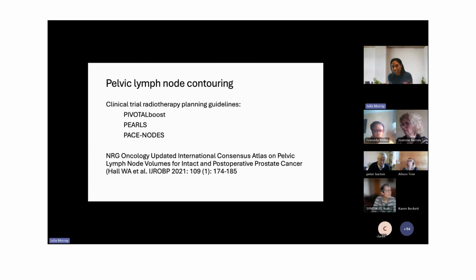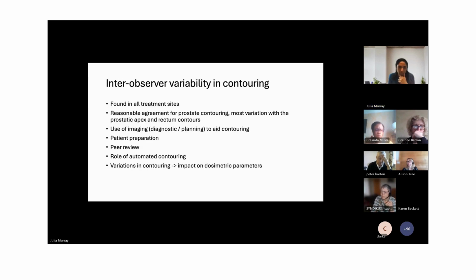It would take the whole session over if I then try to start talking about pelvic lymph node contouring. But I think with prostate radiotherapy, we've got some great radiotherapy trials within the UK looking at the radiotherapy planning guidelines. We've got a number of trials looking at that, including Pivotal Boost, PEARLS and PACE nodes. And also we've got the NRG Oncology Consensus Atlas, which is also very helpful in guidance on this.